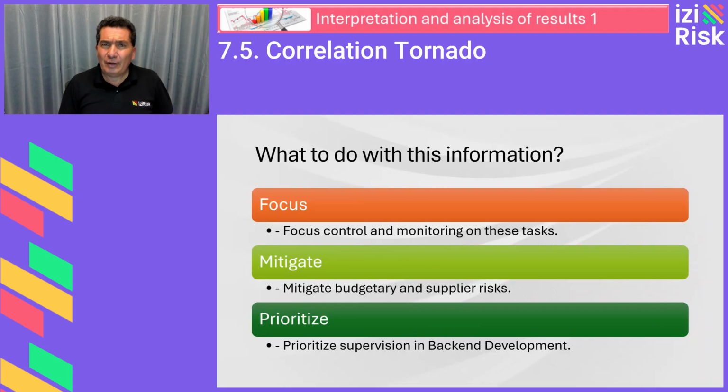What can you do with this information? Prioritize monitoring and planning for these tasks and risks. Apply more frequent quality controls and tracking in back-end development and budget management. And consider mitigation actions for external dependencies, such as contracts with delay penalties.